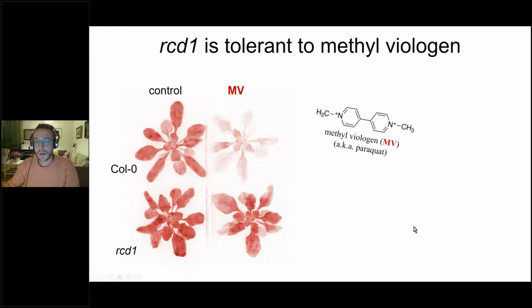There was a movie that shows that these plants are dying while the RCD1 mutant is completely tolerant to this treatment. So what is going on?